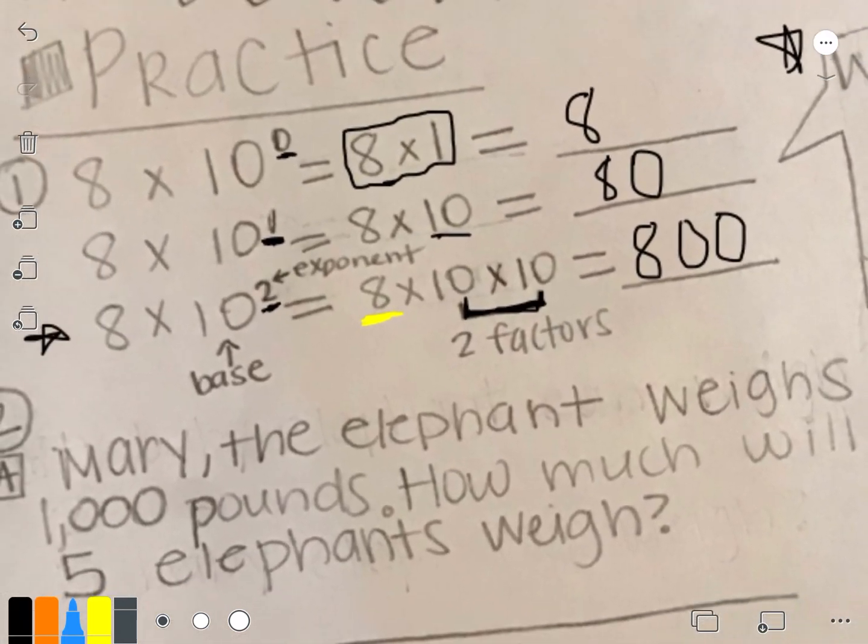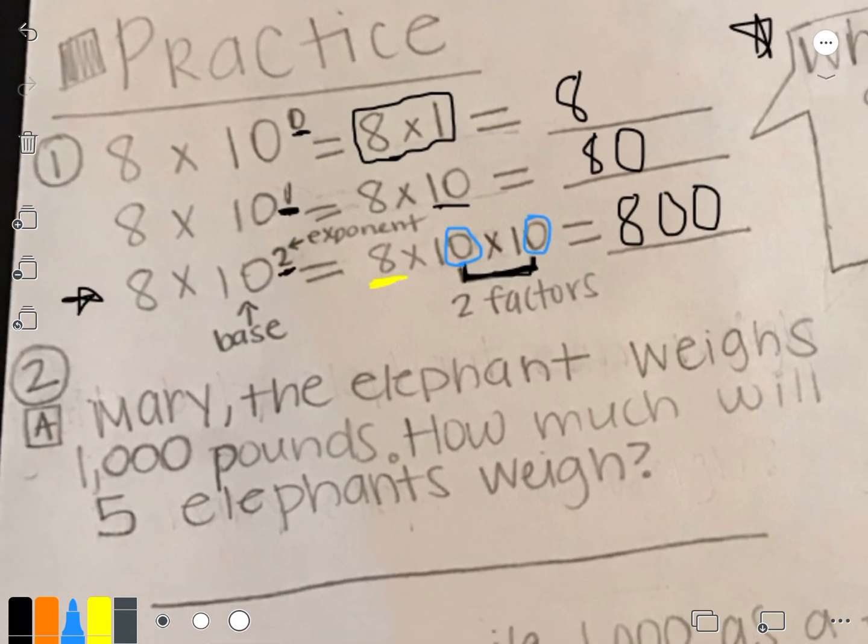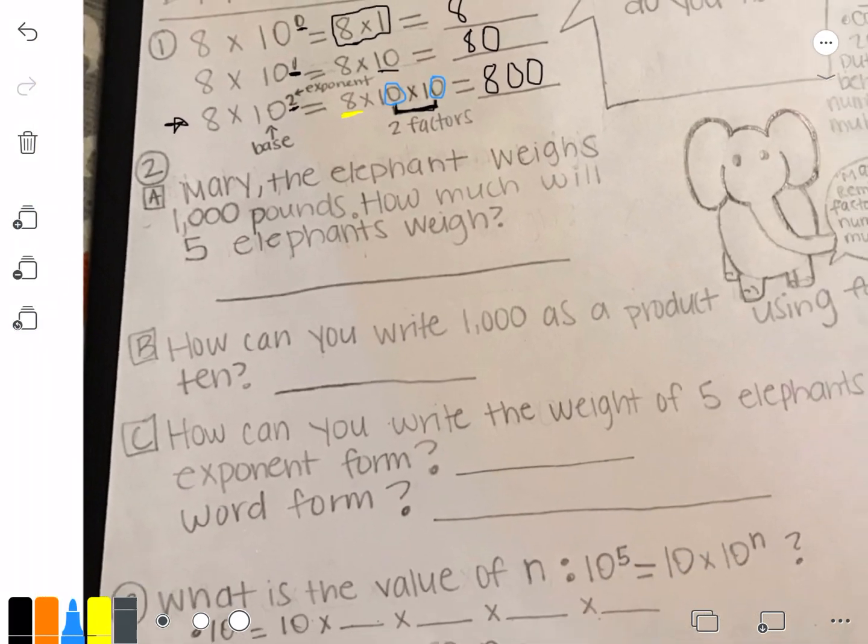So over here, what you could have done is put the number 8 like we did and count how many zeros are in your problem. 1, 2, add those zeros. All right, so let's move on.